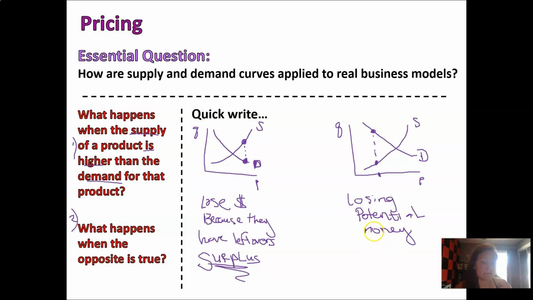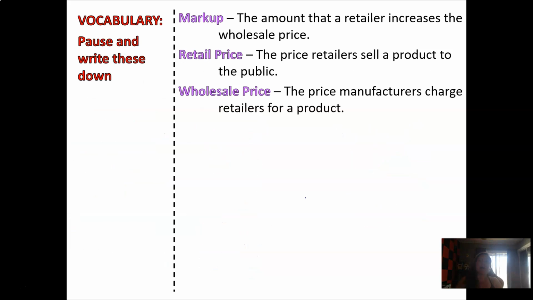Okay, so they're losing potential money because more people wanted to buy it than the quantity of items they had supplied. Okay, neither one of these are good things for a business, right? Either way, they're either legit negative, losing money, or they could have made more money. So remember, that place that they want to be is right where the supply and demand intersect, and that is called equilibrium.